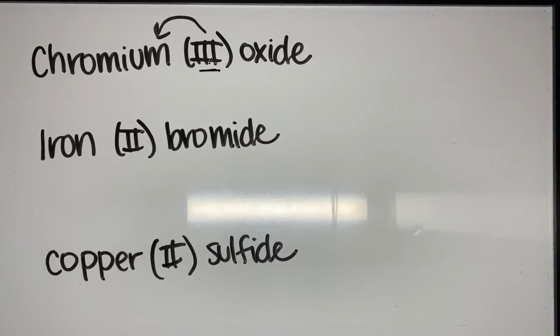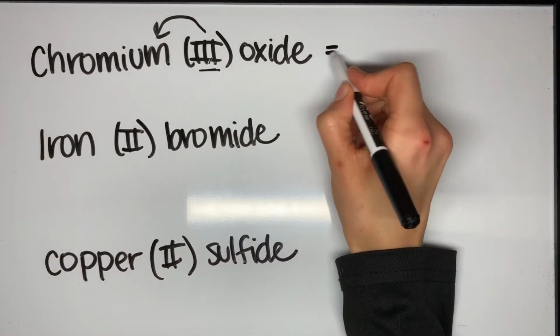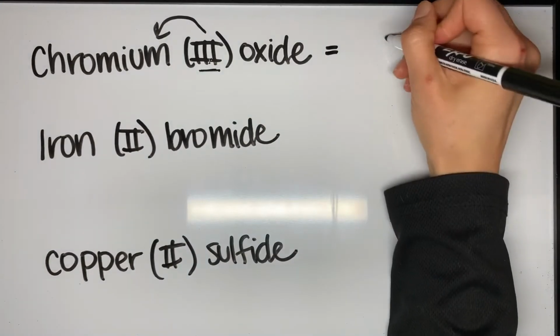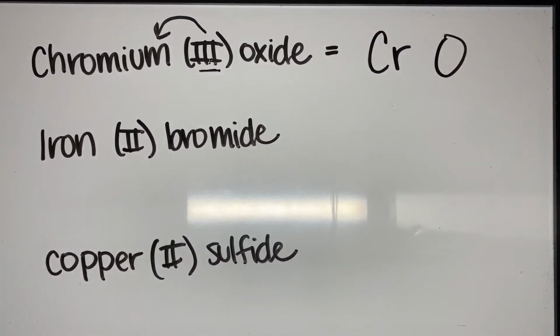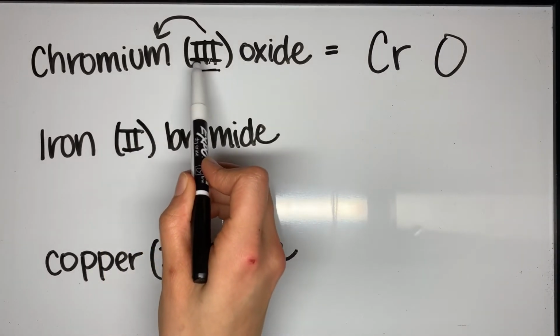if you aren't told which one it is. So if we go from name to formula, you want to start by writing out the symbols for both parts of the compound. So chromium is Cr, oxide is O. Then you go through and you're going to put the charges above them, just like we did with basic ionic compounds. We were told the charge on chromium is a +3.